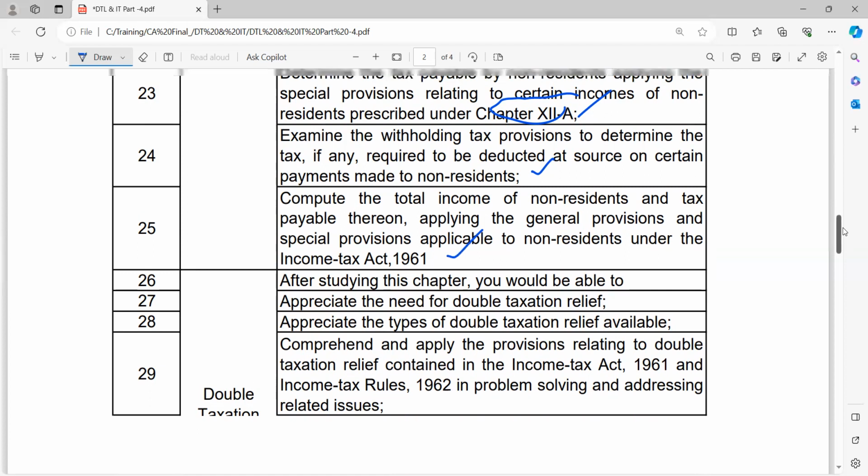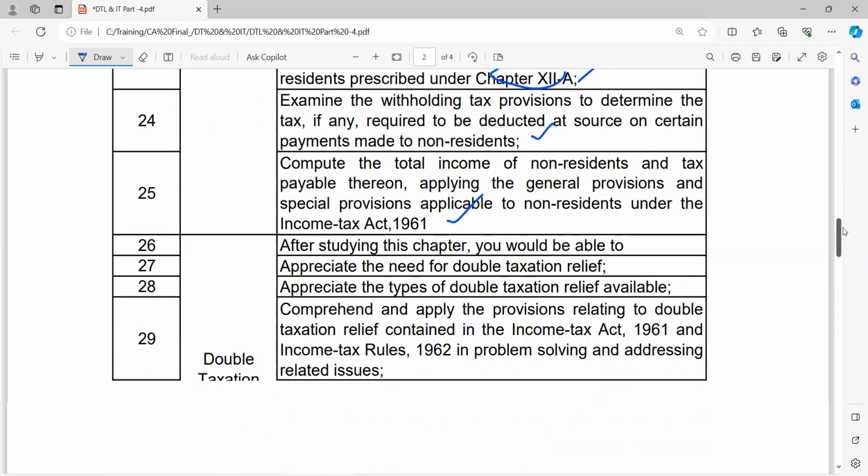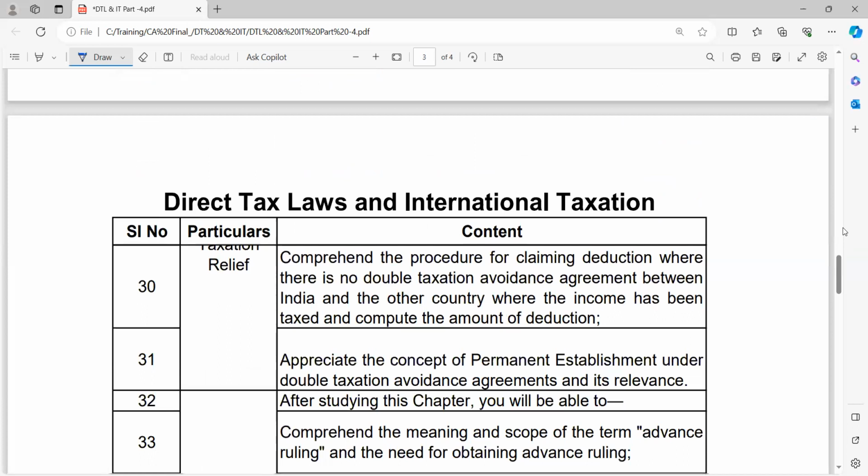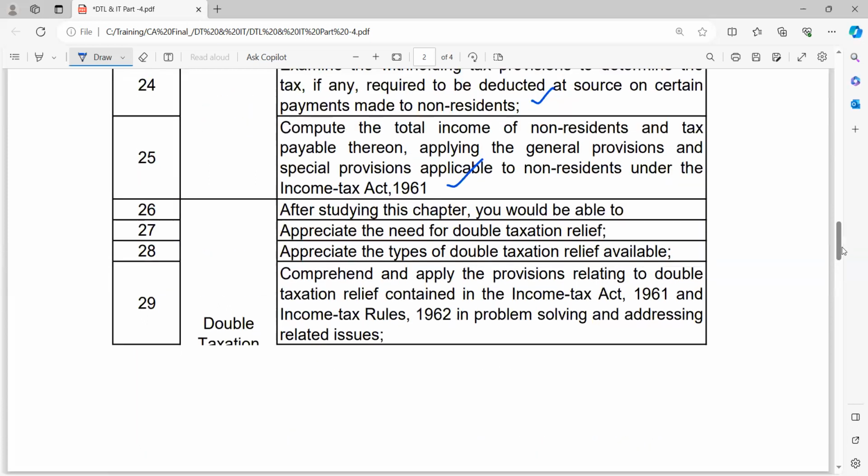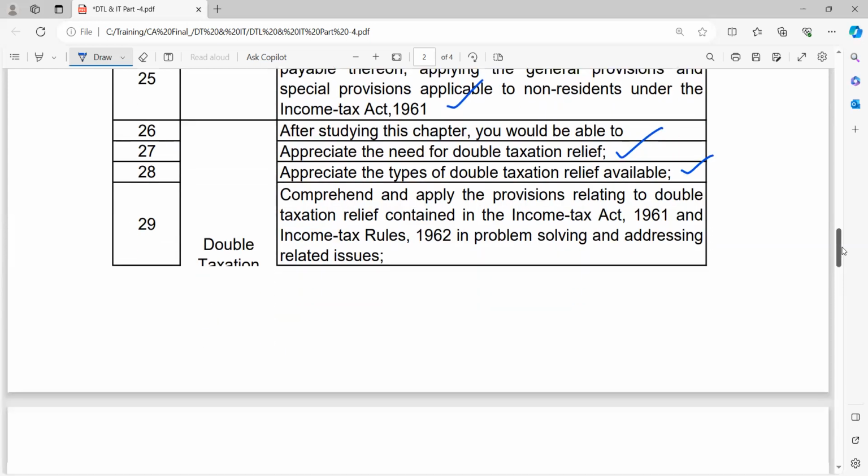So this is from the chapter of non-resident taxation. Next, double taxation relief. From the chapter of double taxation relief, you can appreciate the need for double taxation relief. You can appreciate the types of double taxation relief available. You can comprehend and apply the provisions related to double taxation relief contained in the Income Tax Act and Income Tax Rules in problem solving and addressing related issues.